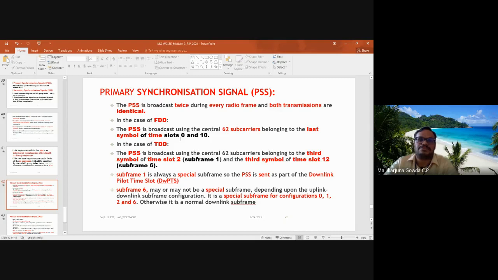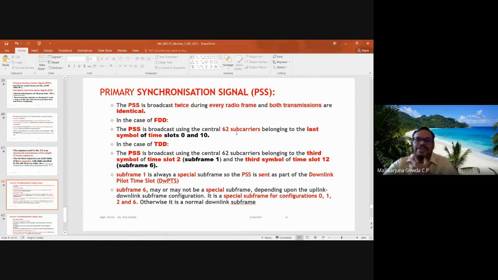Means what is this? Time slot 0 and time slot 10. So time slot 0 is what? In one frame I said there will be 10 subframes, right? In those 10 subframes there will be 2 slots each. So this PSS will be taking the first slot, that is slot 0, as well as slot 10. Hope this point is clear.